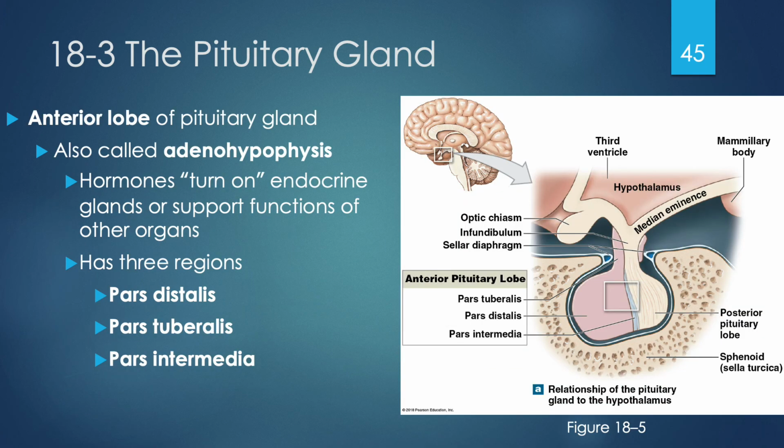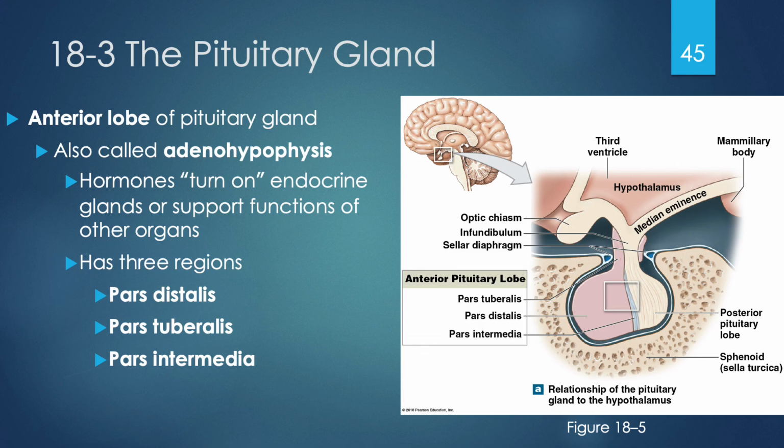The anterior lobe of our pituitary gland is called the adenohypophysis. In figure 18.5, you can see again that we have the pink in the front, and that is our adenohypophysis. In the adenohypophysis, we have hormones that will turn on endocrine glands or support the functions of other organs throughout our body.